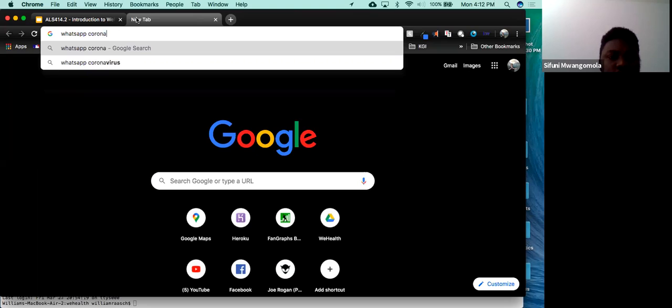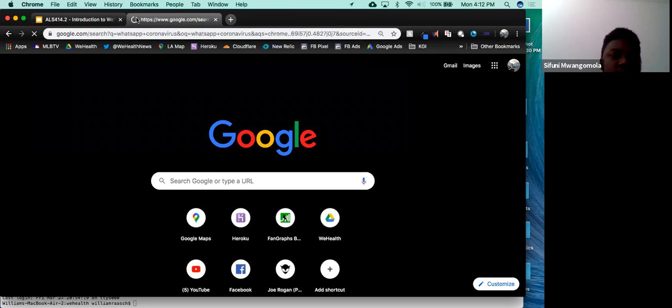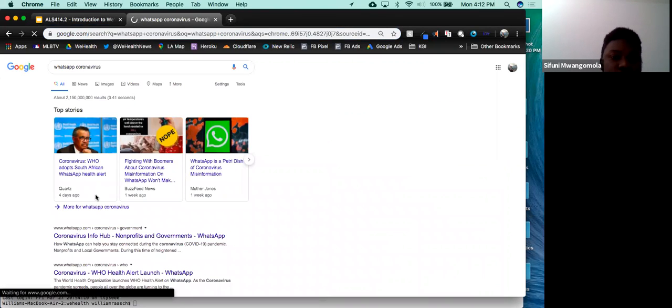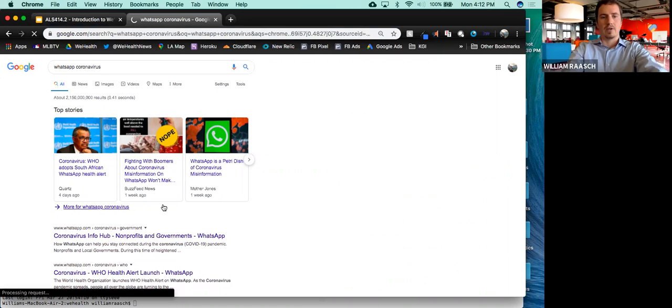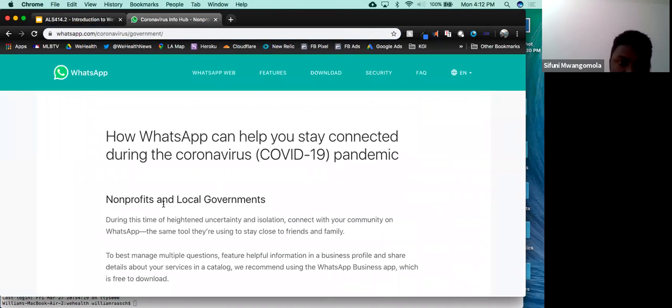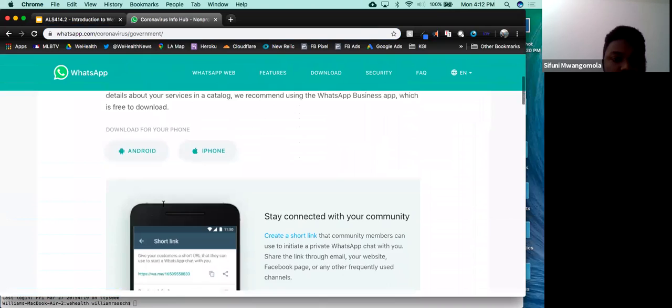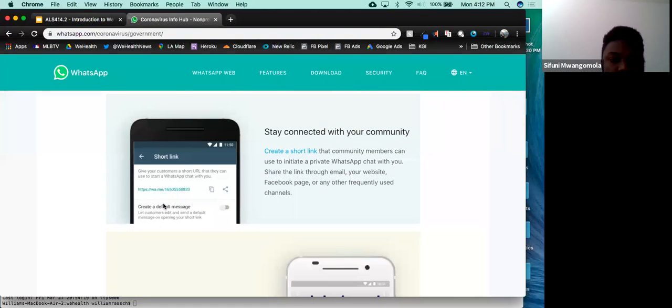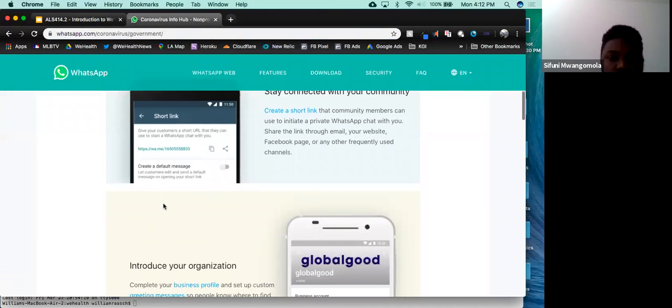Okay, so I think they created like a group, or something. Yeah, like when you join, you get the information about the. So would it be this coronavirus info hub? Yeah.